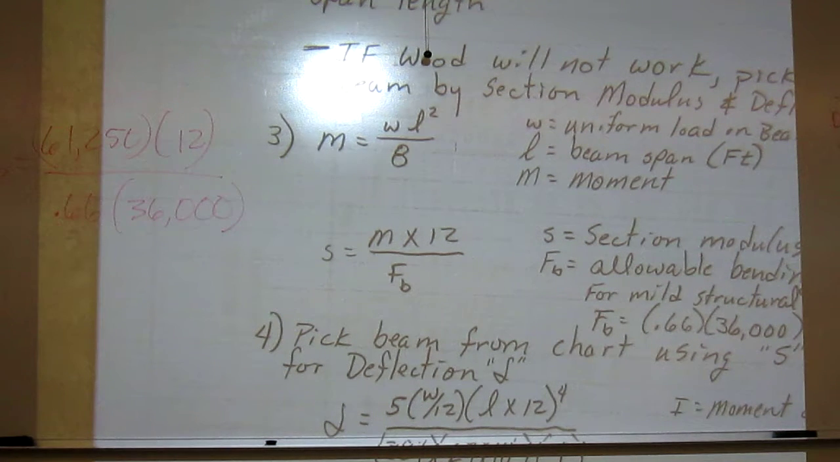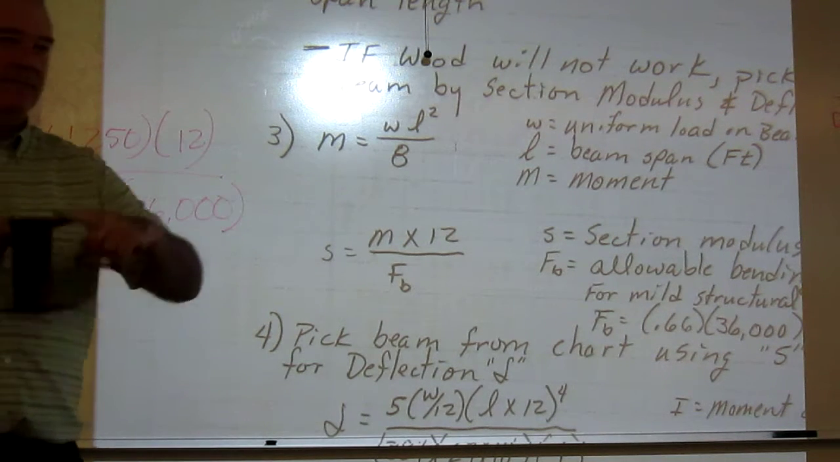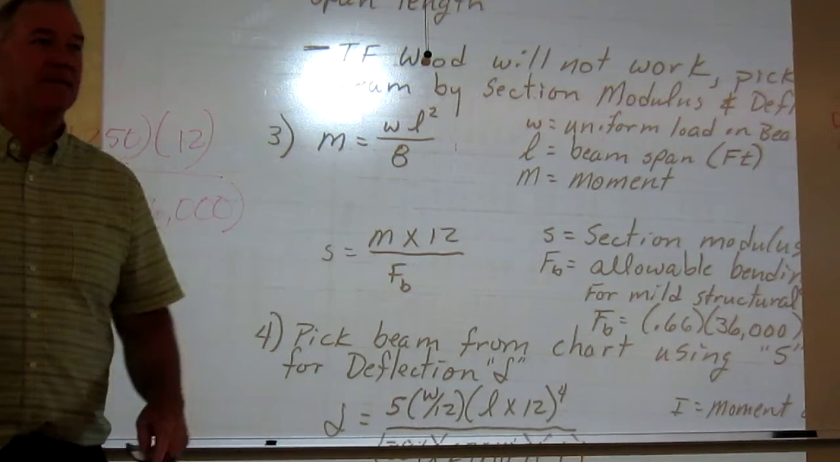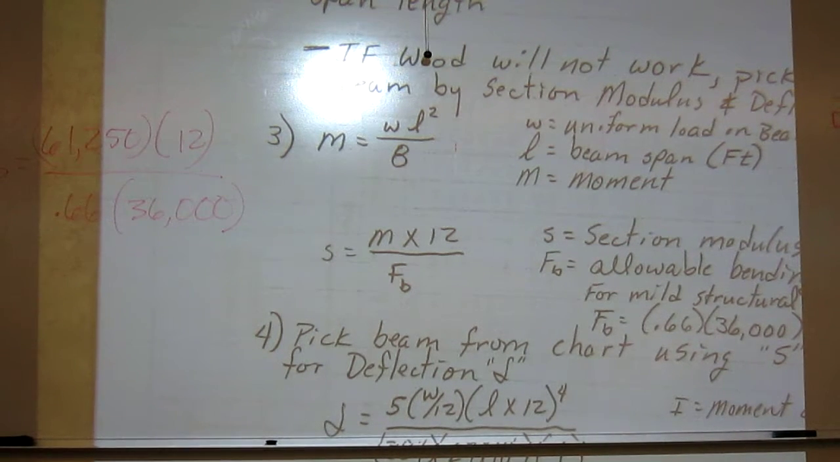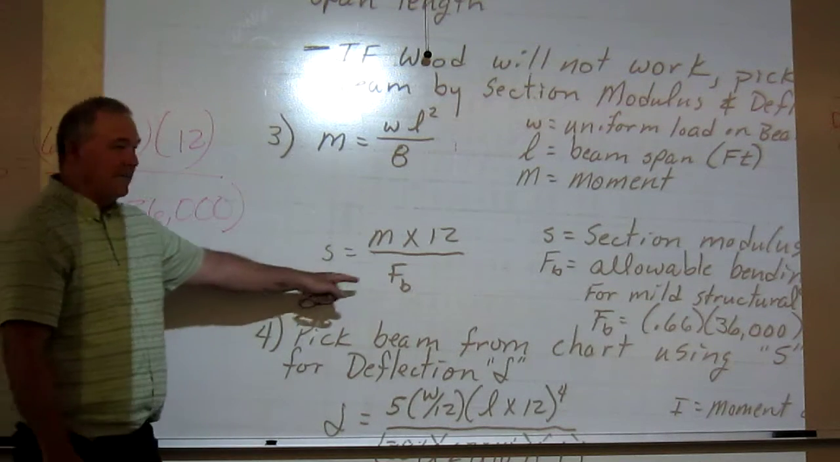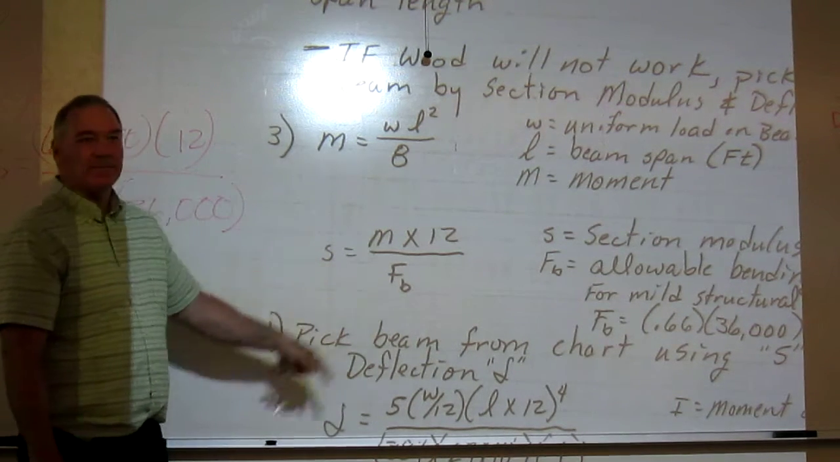Wait, what is the S for? Isn't that the deflection? No, S is the section modulus. So it's the volume of material we have, kind of a cross-sectional area. How much steel do we have? And the 12 is put in for the inches. Yes, because F sub B is in pounds per square inch.